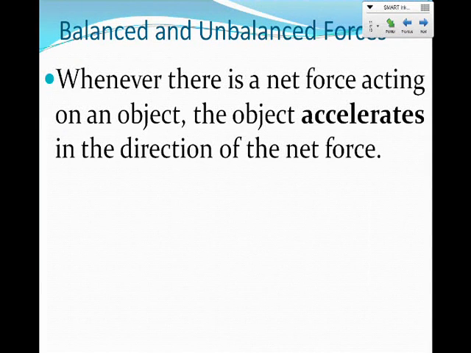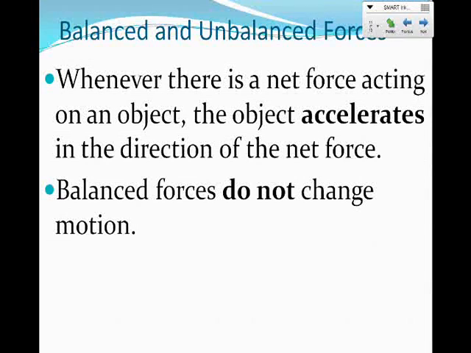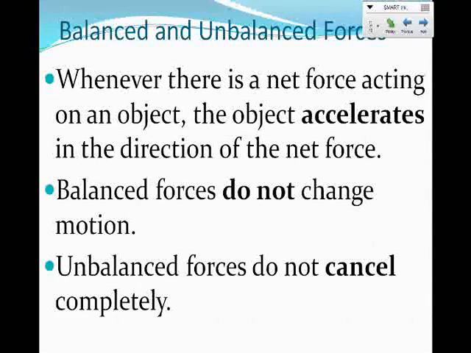Whenever there is a net force acting on an object, the object accelerates in the direction of the force. So if I am pushing a desk, the desk is going to accelerate in the direction that I'm pushing. Balanced forces, however, do not change motion. So if there is someone that has the exact same strength as I do, and I'm pushing on one side of the desk, they're pushing on the other, and our forces are balancing each other out, the desk is not going to move. Unbalanced forces do not cancel completely.